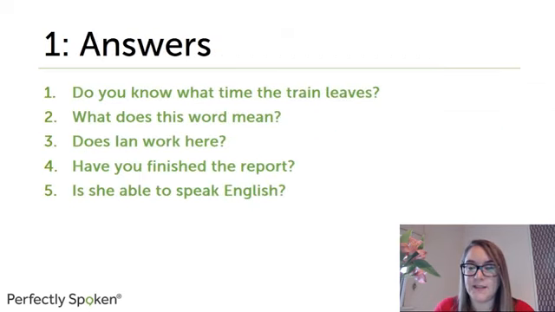Okay, so number 1, do you know what time the train leaves? Number 2, what does this word mean? Number 3, does Ian work here? Number 4, have you finished the report? And number 5, is she able to speak English? Well done if you got those 5 correct, that's great. If you haven't, don't worry, but maybe go back and have a look at lesson 1 when we talk about this in more detail.